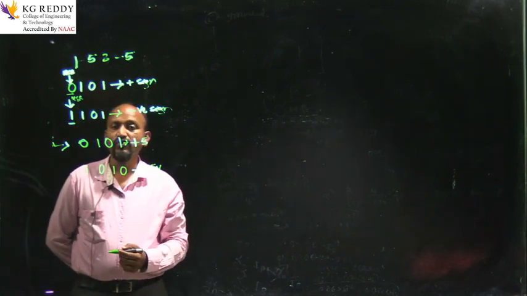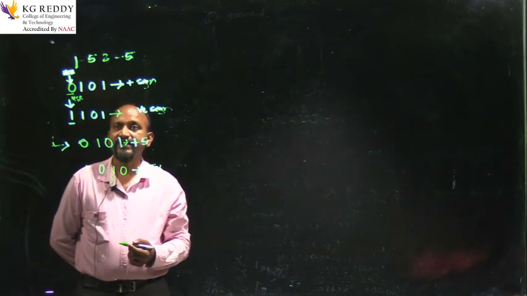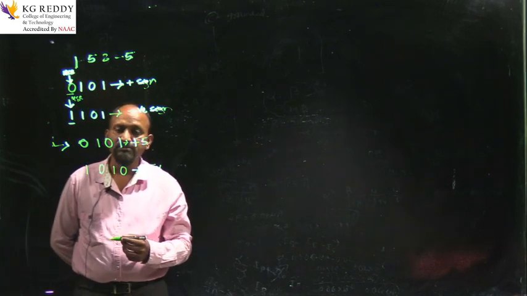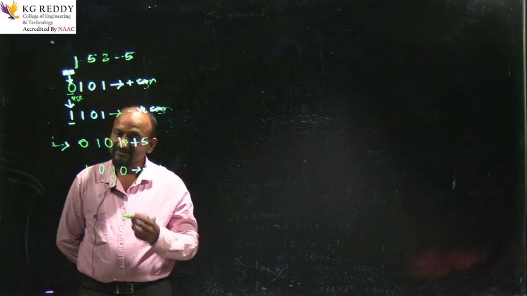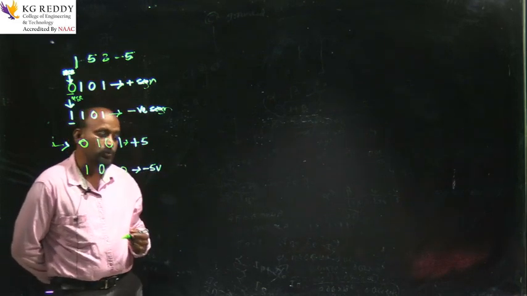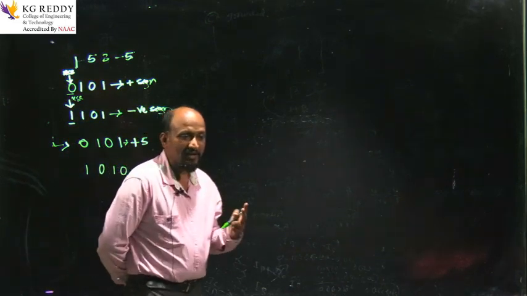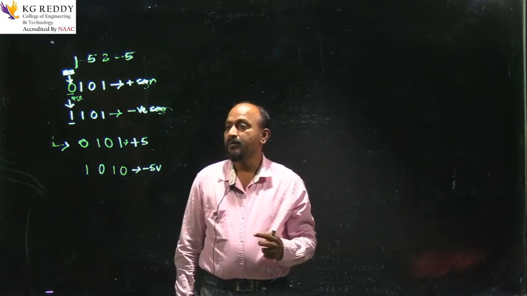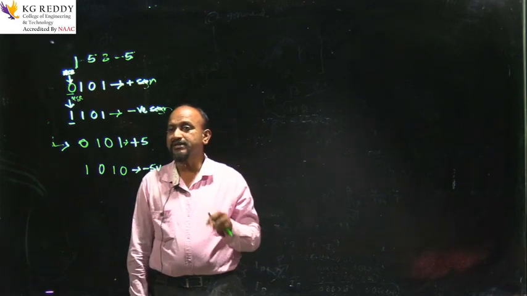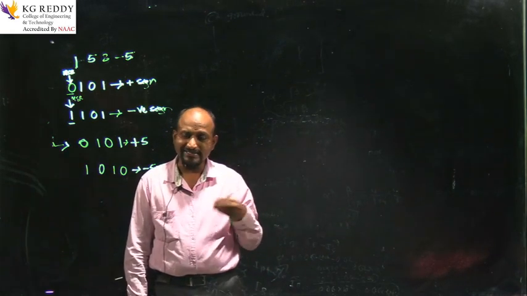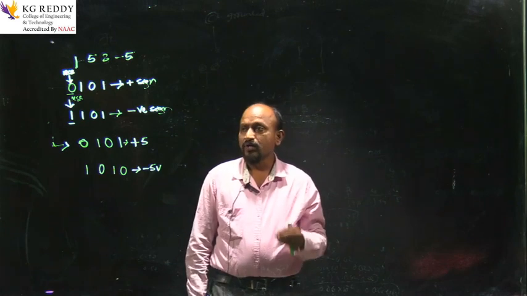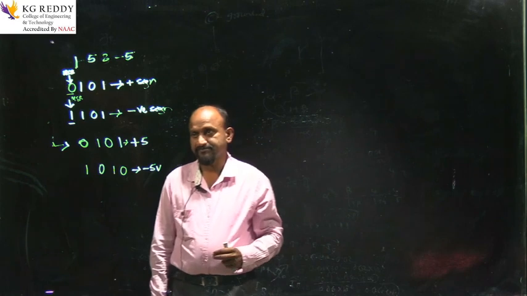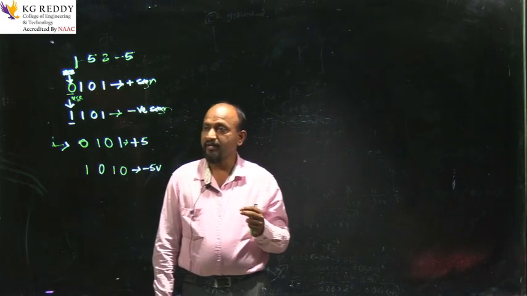Similarly, how do we represent plus 5 and minus 5 using the 2's complement? As we know, 2's complement is the 1's complement plus 1. In binary we have two types of complement, 1's complement and 2's complement. We have already discussed this from the complement point of view: complements are of two types, R's complement and R minus 1's complement.